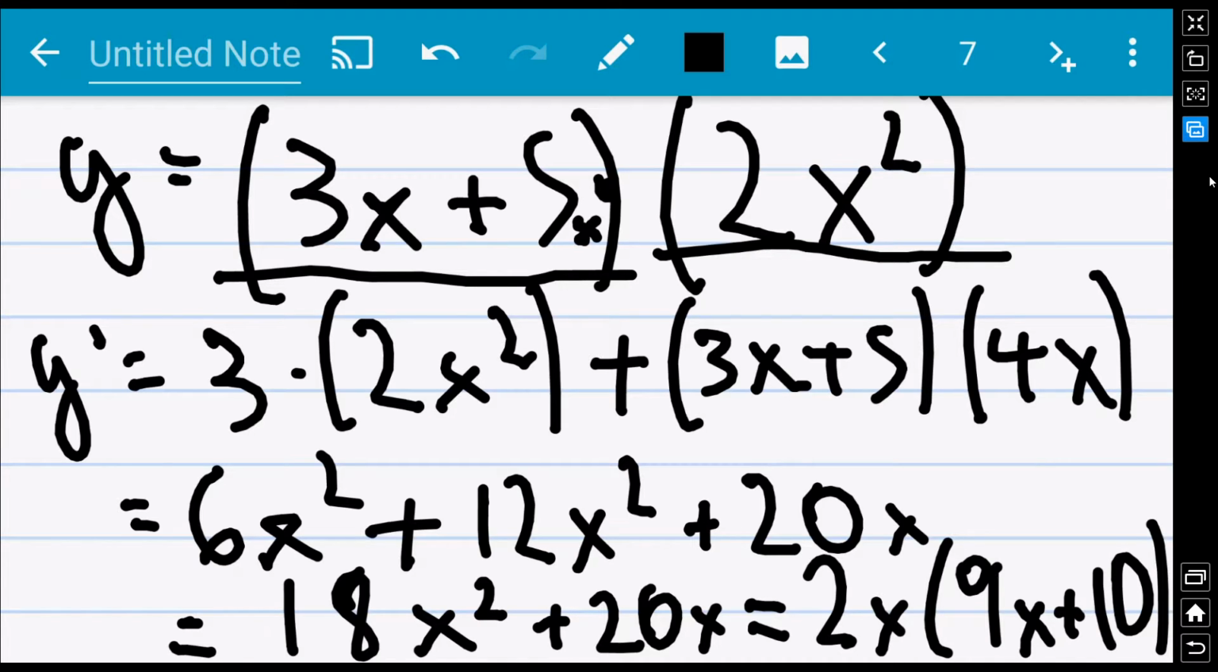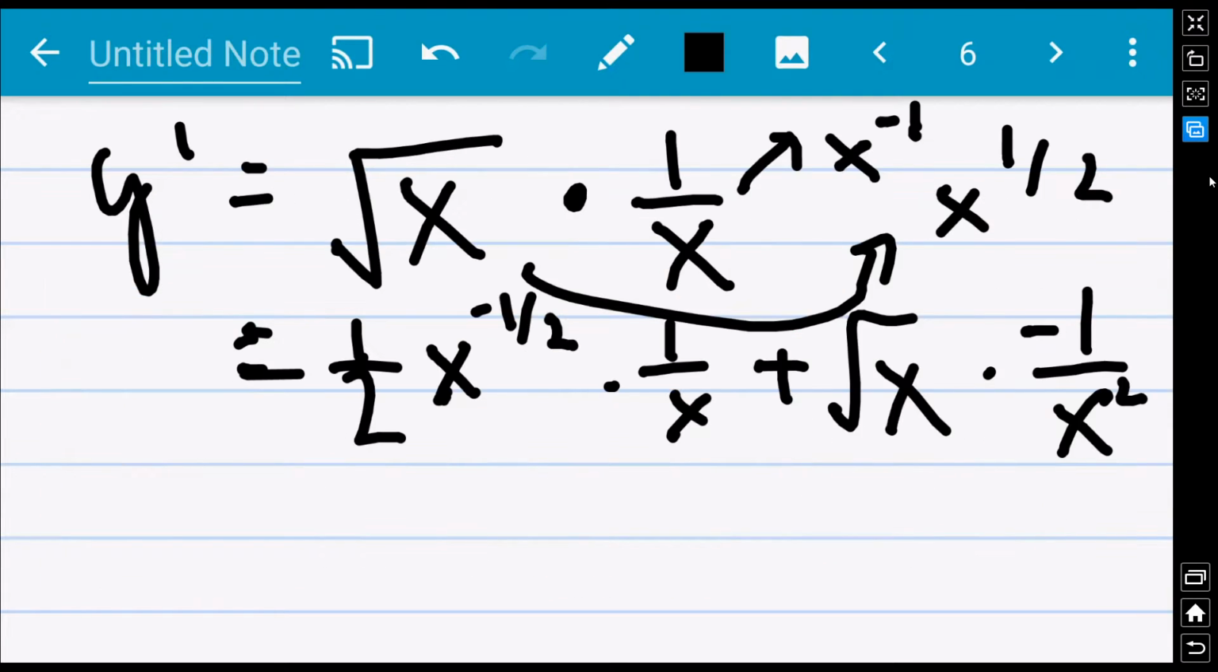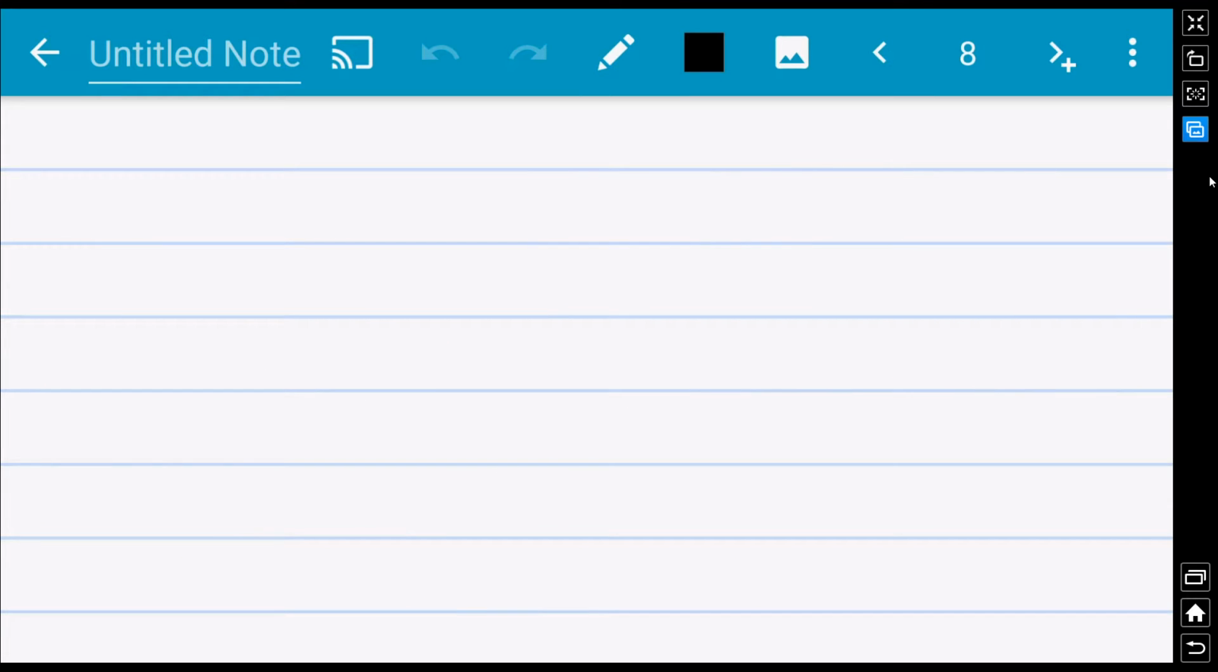That is product rule. It's important to memorize this formula right here. So you have derivative of the first times the second plus first times derivative of the second. Just make sure you try all the possibilities and you'll be fine. Make sure you don't have the same function multiplying by itself, and then you'll be fine. Okay, now let's move on to quotient rule.